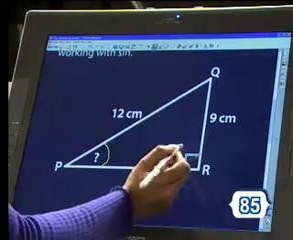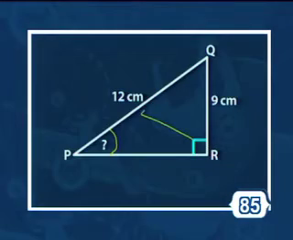In this case, once again, like we did when we worked out the lengths of the sides, we identify our hypotenuse. So the side opposite the 90 degree is the hypotenuse. So PQ is the hypotenuse. We are looking at angle P. So therefore QR would be the opposite side, and PR would be the adjacent side.